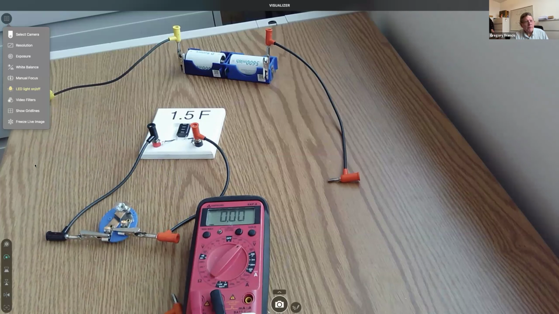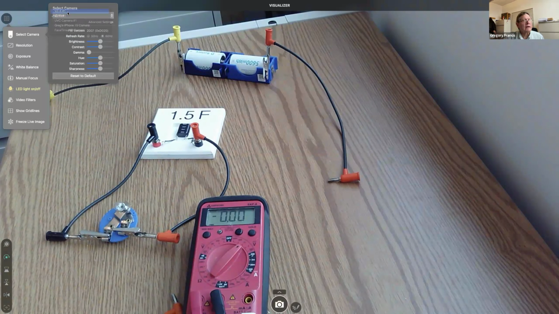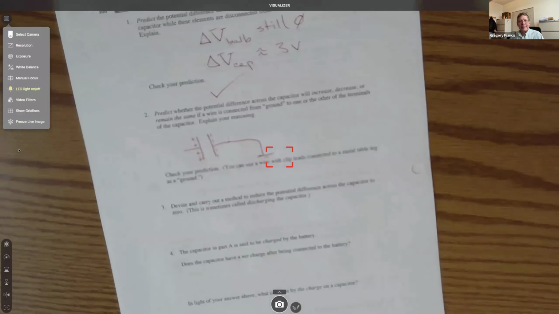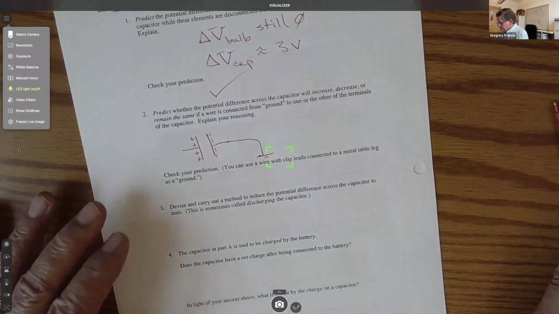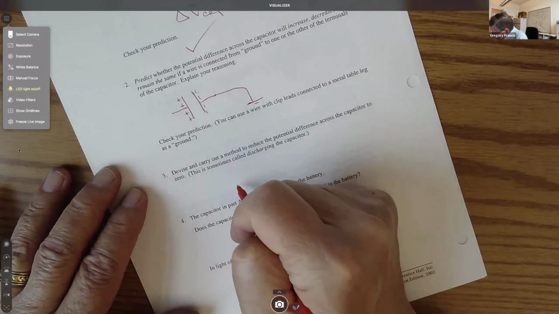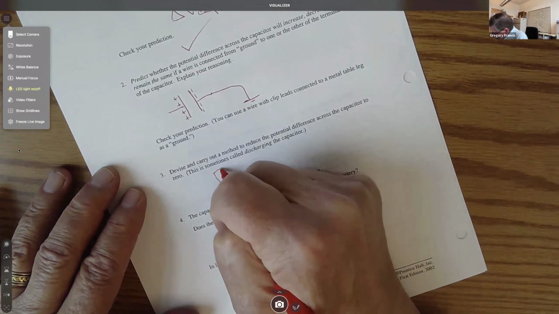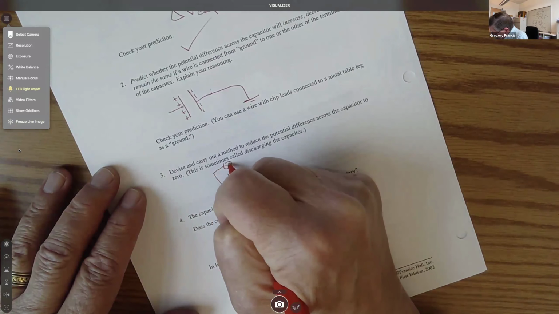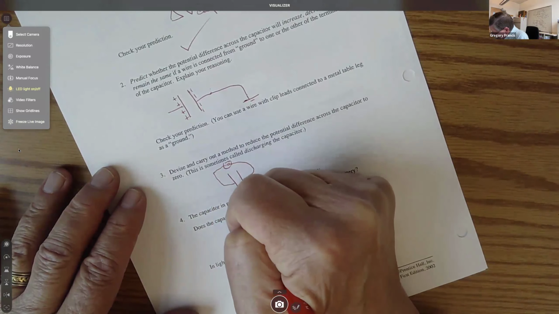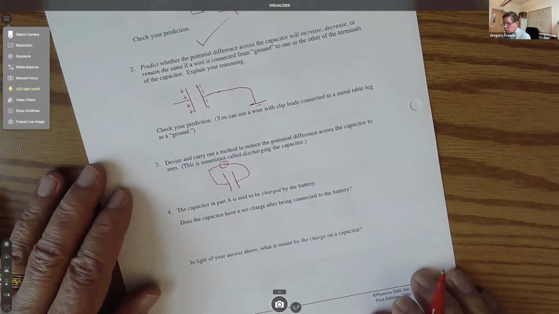Okay, we'll switch cameras again. Okay, so our method was to hook the two leads of the capacitor to a bulb.